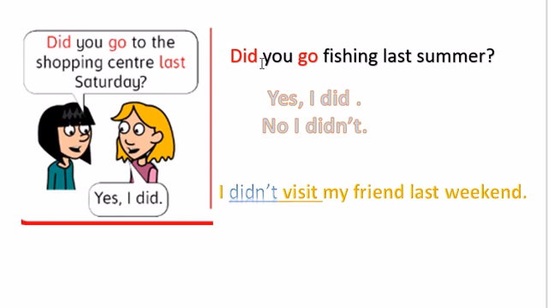Like, did you go? Look at the verb did. We use the past simple of do, did. You go, we use the base form of the verb. Did you go fishing last summer? The short answer will be yes, I did, or no, I didn't. So we use did and the base form of the verb. I didn't visit my friend last weekend. We use did to make a question and didn't to make negative.